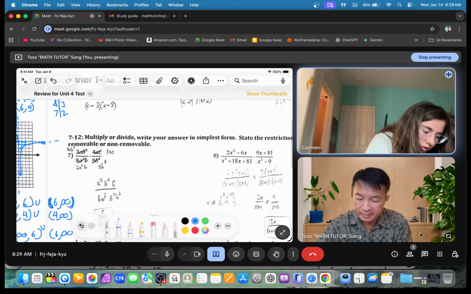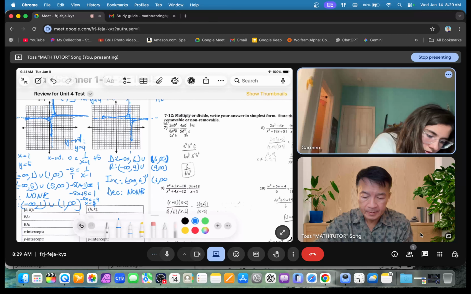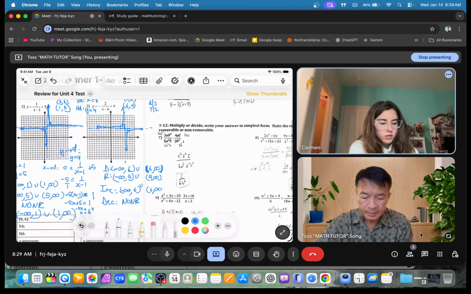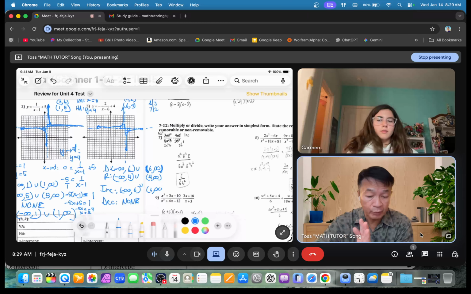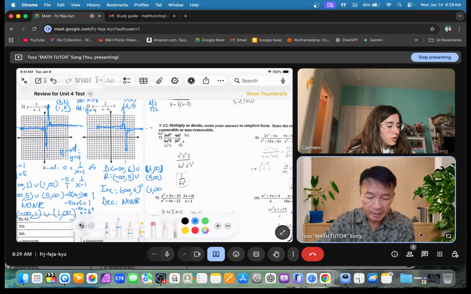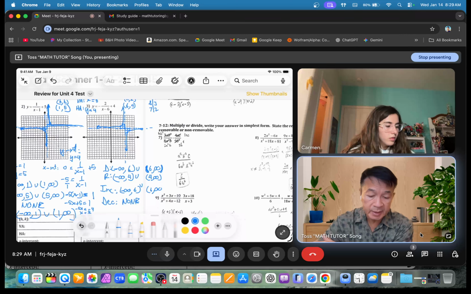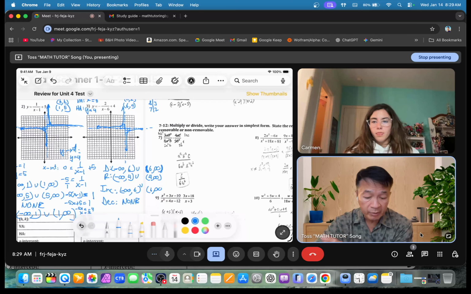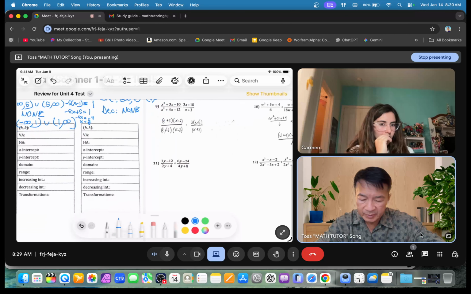Is the increasing and or decreasing always the same as the domain? Let me look at it. I never actually think about it because I look at the graph only. Yeah, it seems like you're right. It's actually the same as the domain. However, is it increasing or decreasing? That depends on the graph. Yes, that's right. Okay, that looks good. And what else do we do?